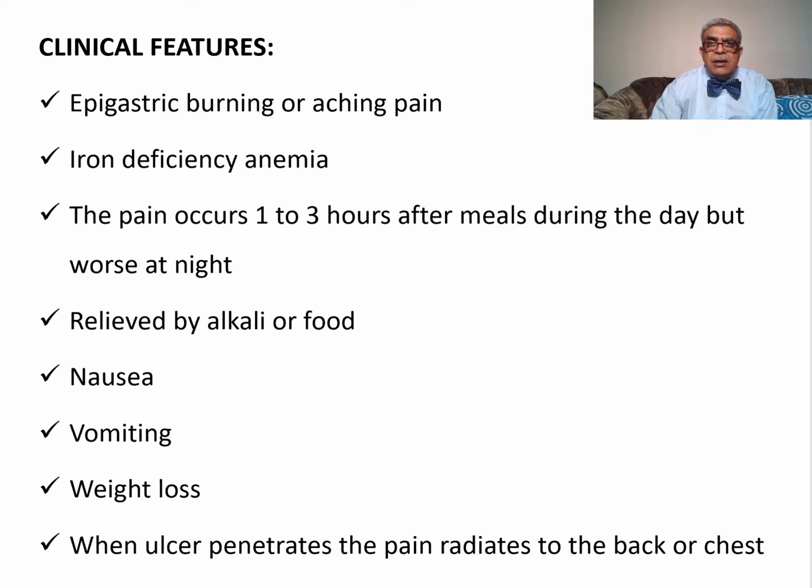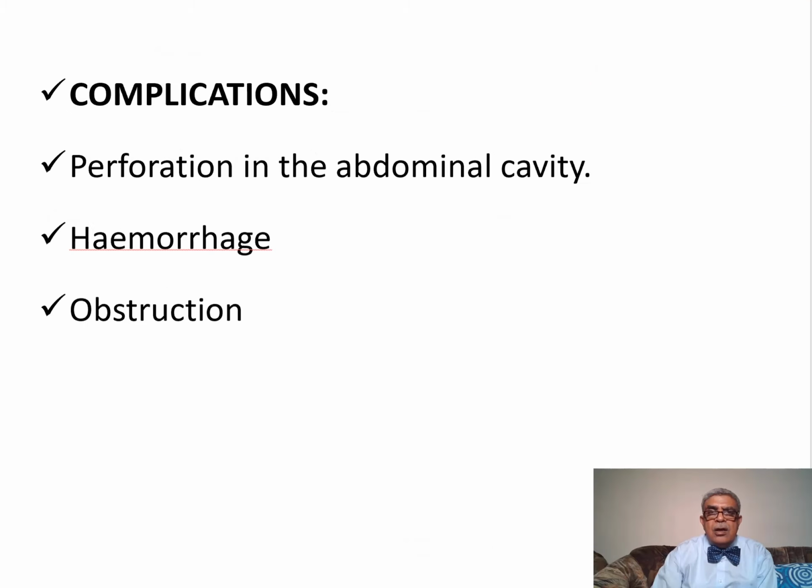Clinical features: epigastric burning or epigastric pain, iron deficiency anemia. The pain occurs 1 to 3 hours after meals during the day, but worse at night, relieved by alkali or food, nausea, vomiting, weight loss, and when the ulcer penetrates, the pain radiates to the back or to the chest.